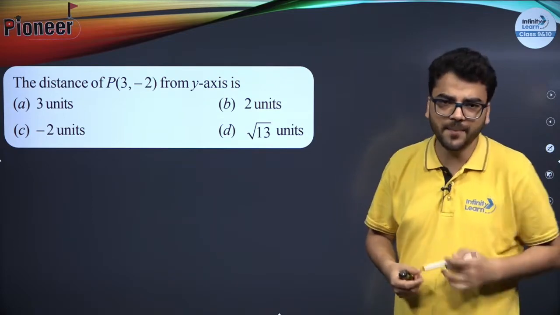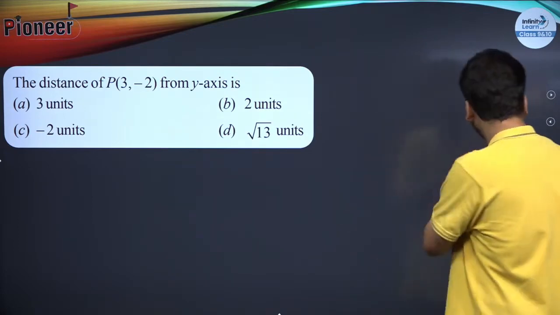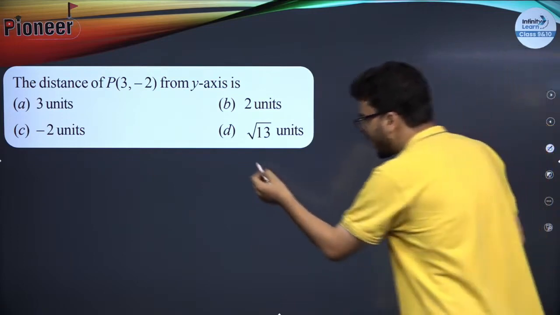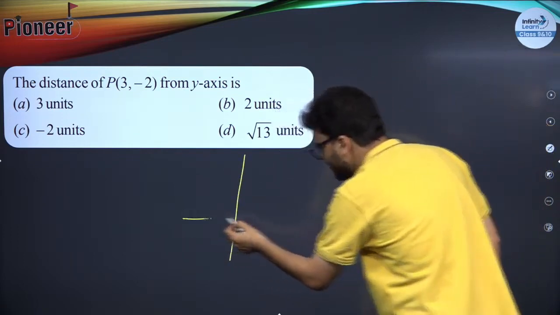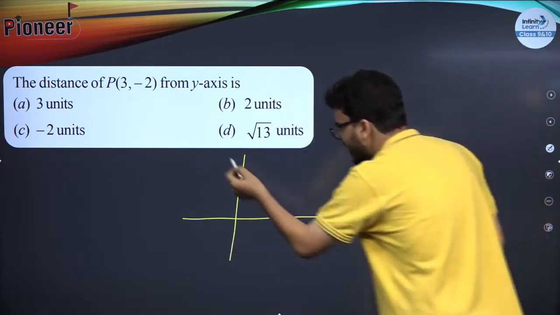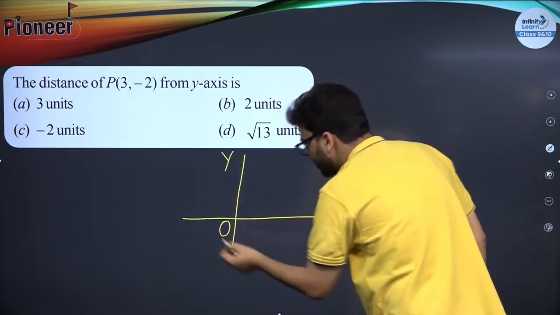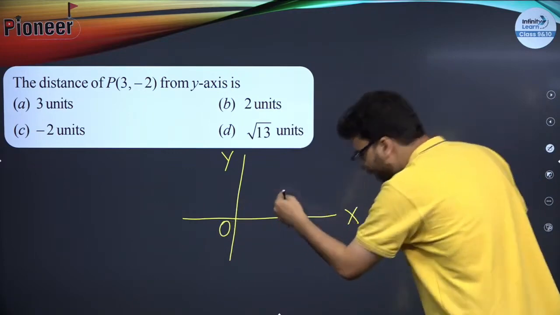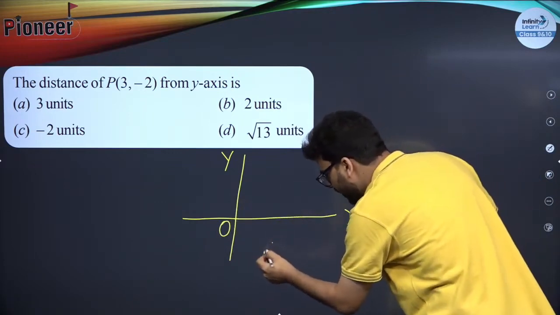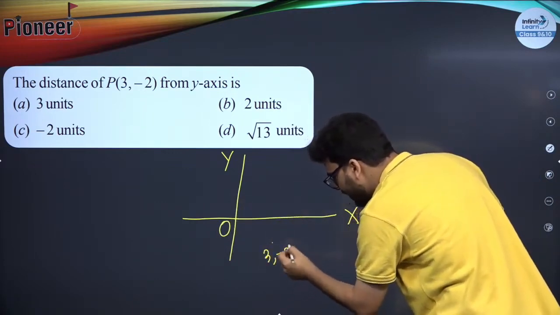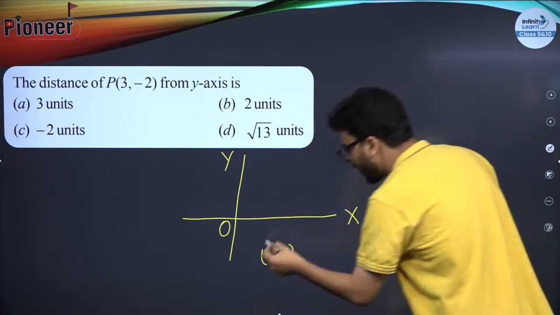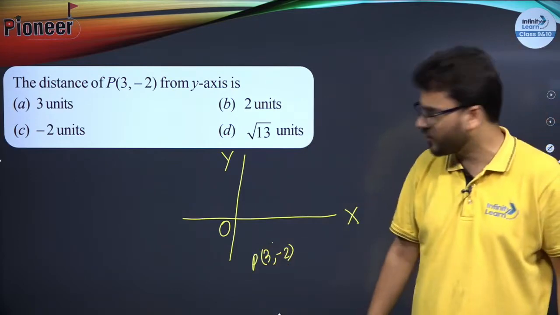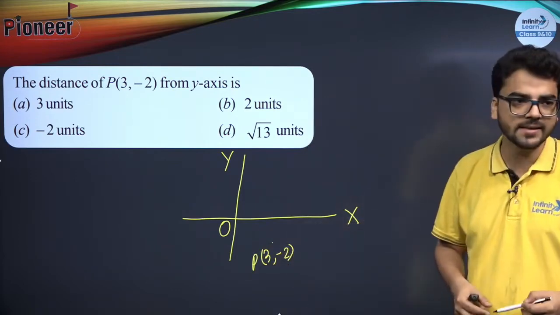One of the very basic questions you will get in coordinate geometry, guys, but this is an important thing. Distance of this point from y-axis. So if you plot this point over here, the x-axis, the y-axis and the origin over here, 3, minus 2 will be where? 3 over here and minus 2, so somewhere over here. The point is P. Can you tell what is its perpendicular distance from y-axis?